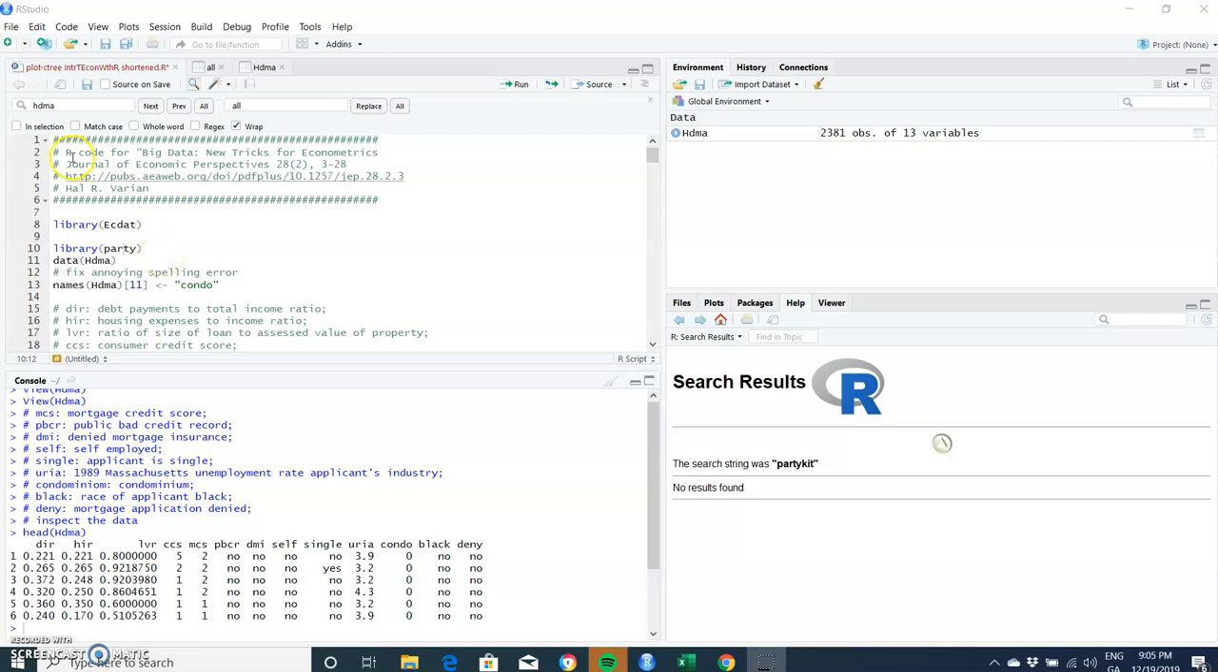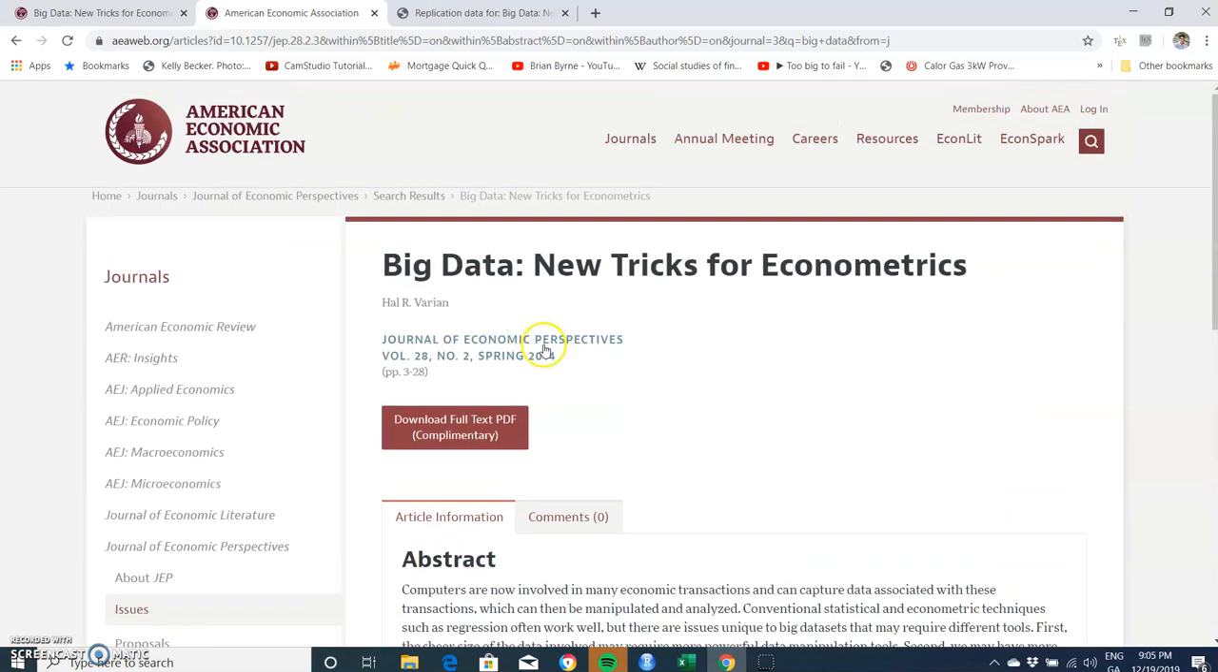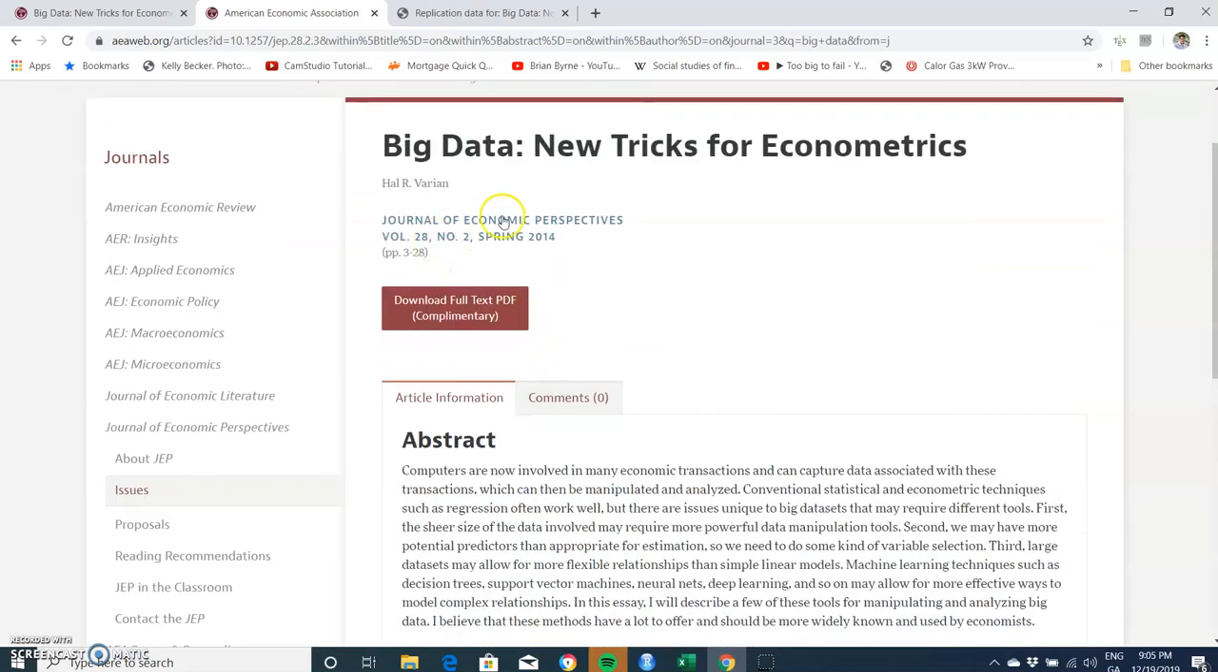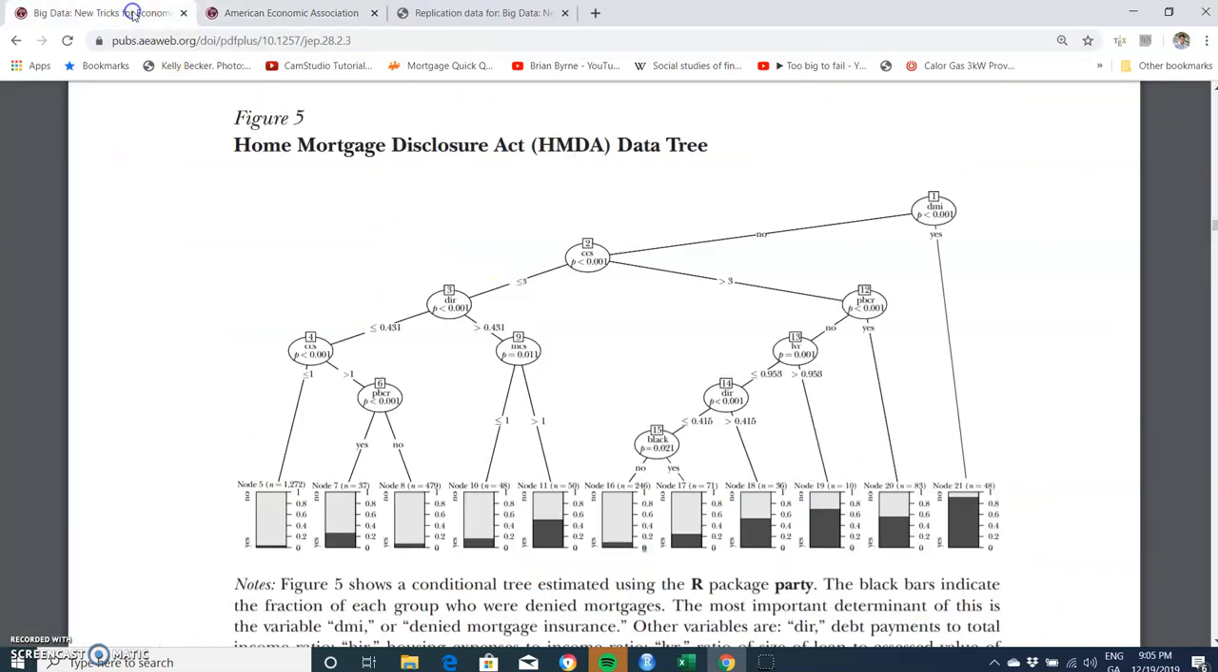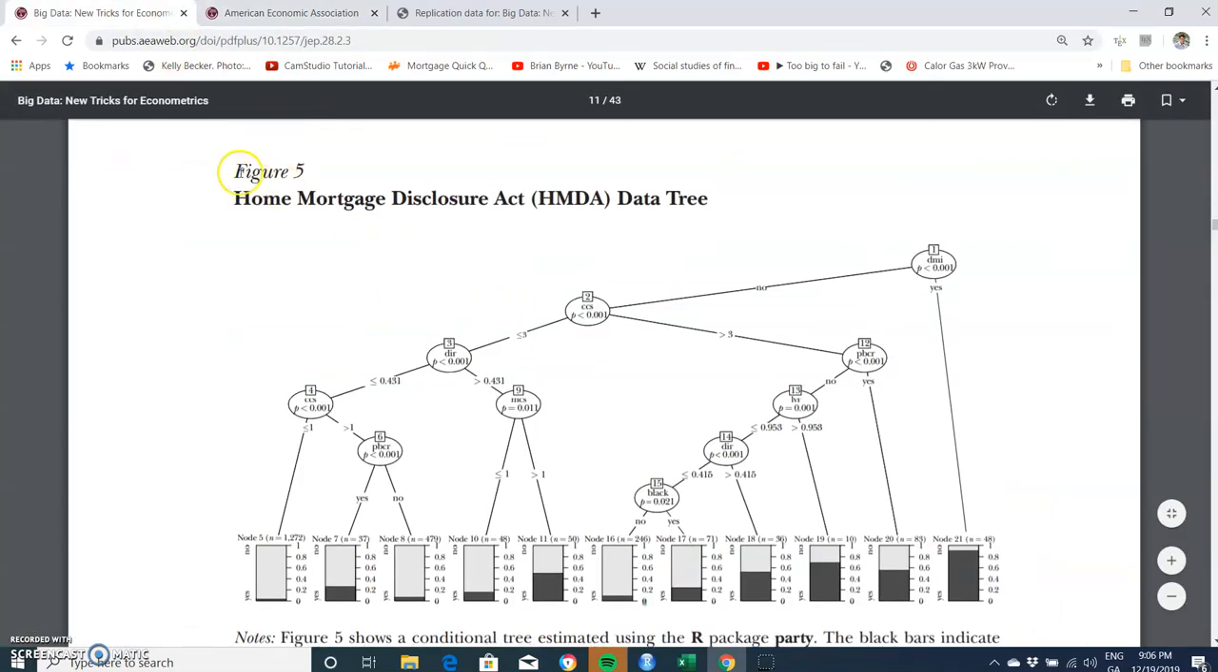So in this paper I'm going to take a look here at the R code for "Big Data: New Tricks for Econometrics", published by the Journal of Economic Perspectives in 2014 by Hal Varian. If we go to the portal, we can see it's the Journal of Economic Perspectives. If we download the full PDF, we can come in here to figure 5.